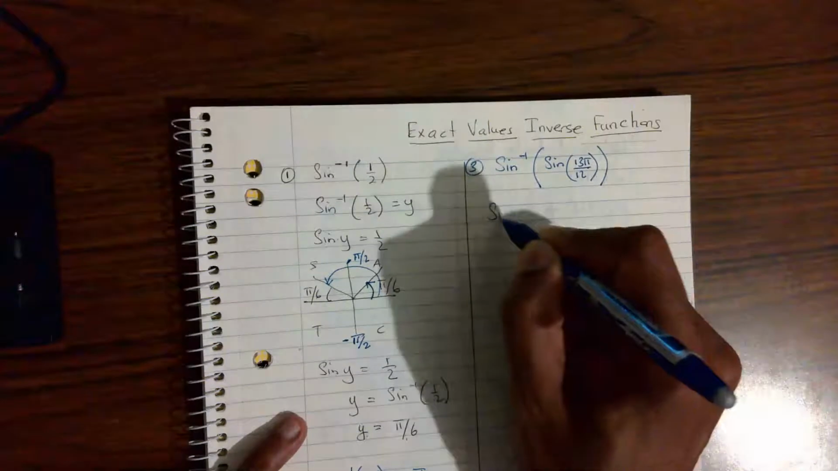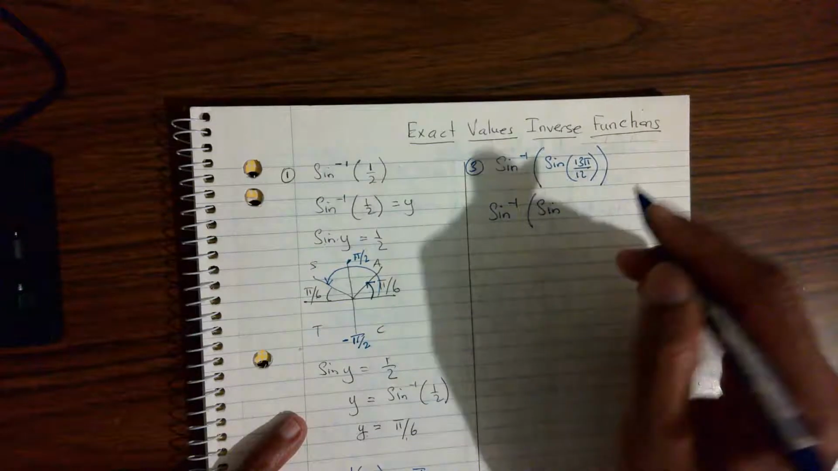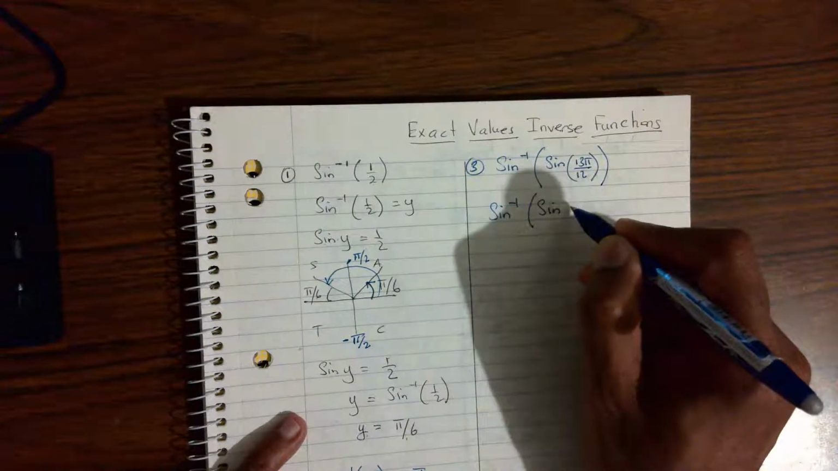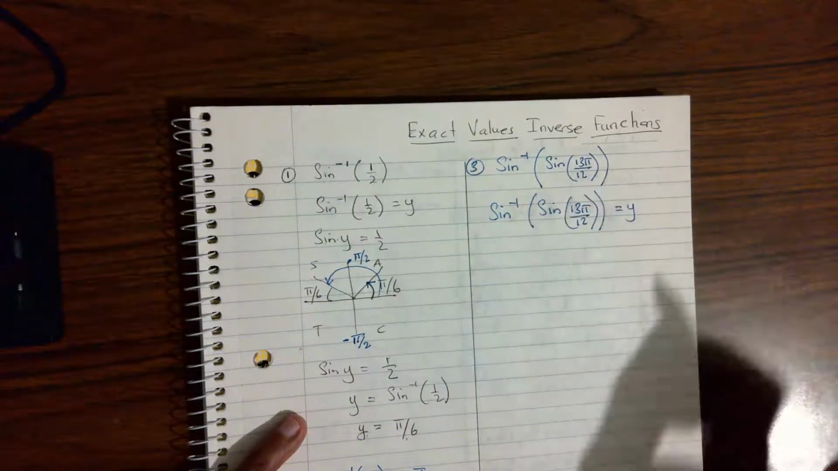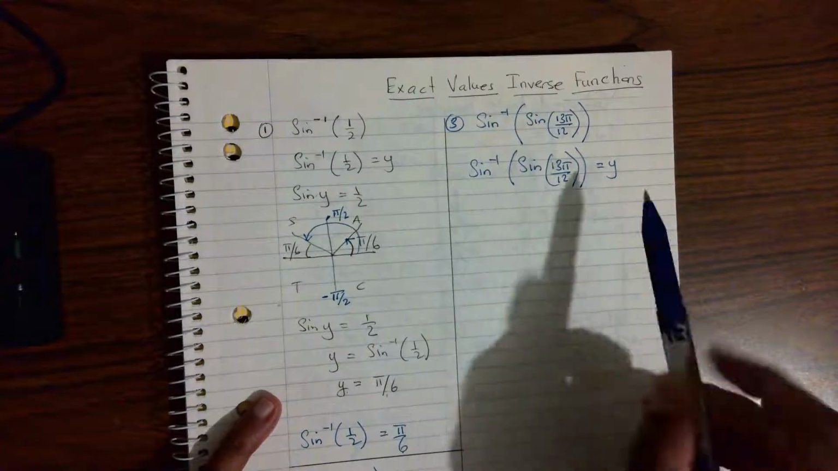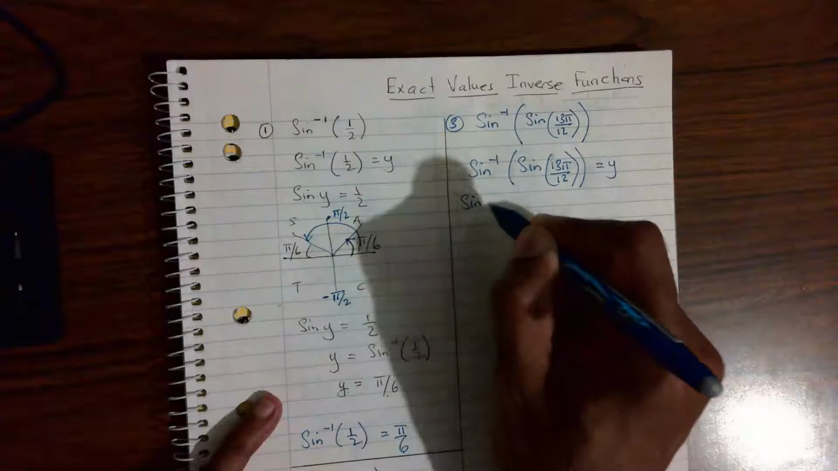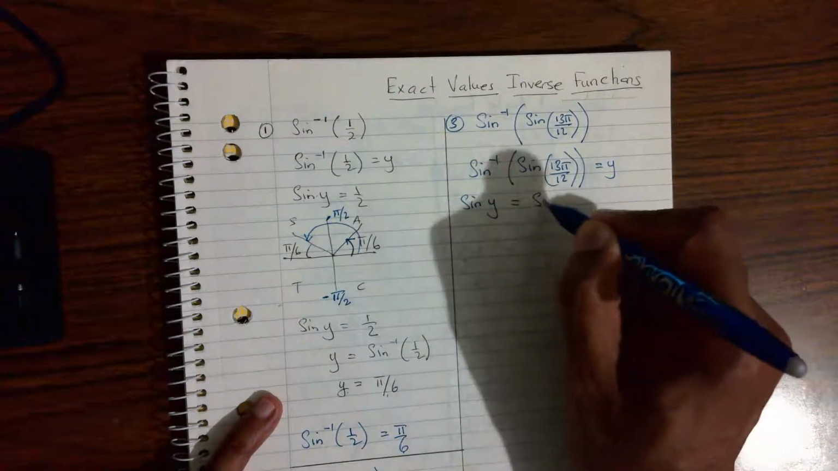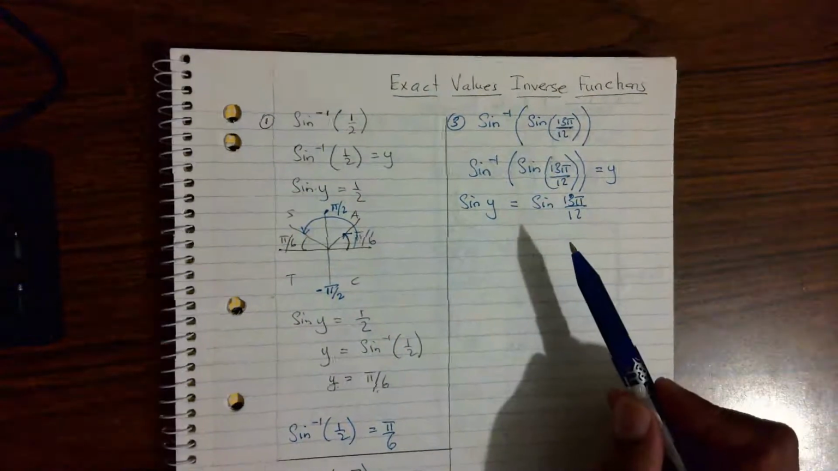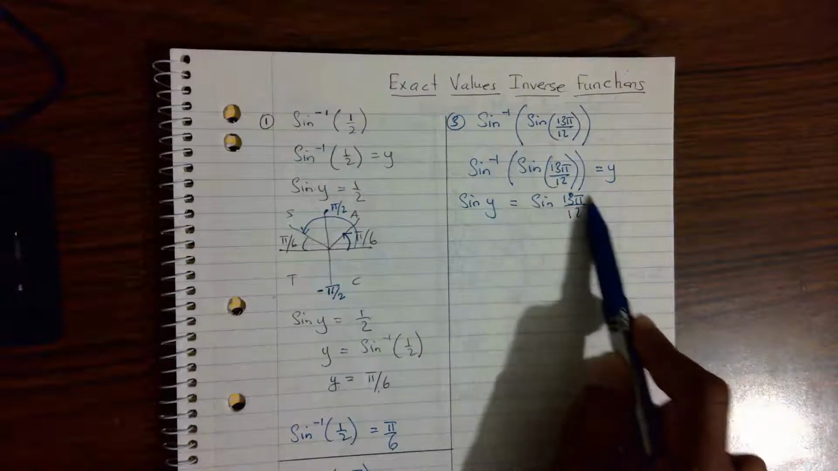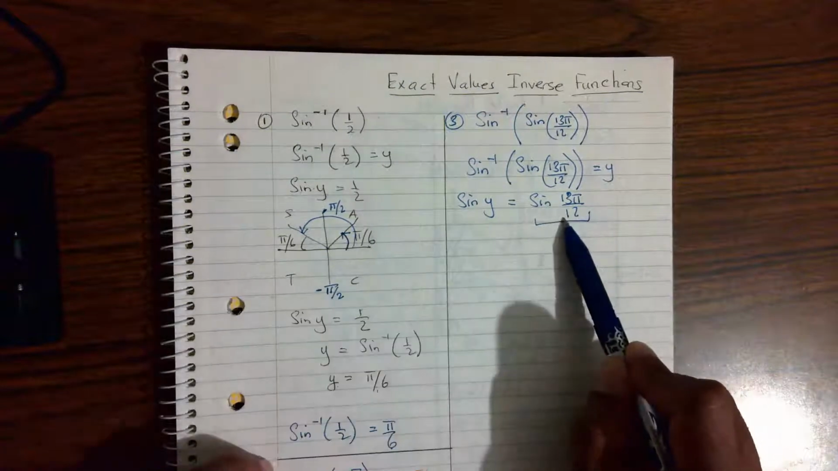Sine inverse of all of this, which is just sine inverse of a number, 13 pi over 12, is equal to y. I would rearrange it again so that sine inverse goes that side and becomes sine y. So I have sine of y is equal to sine of 13 pi over 12. Again, not to worry about what this exact value is, all I need to know is whether this value is negative or positive.